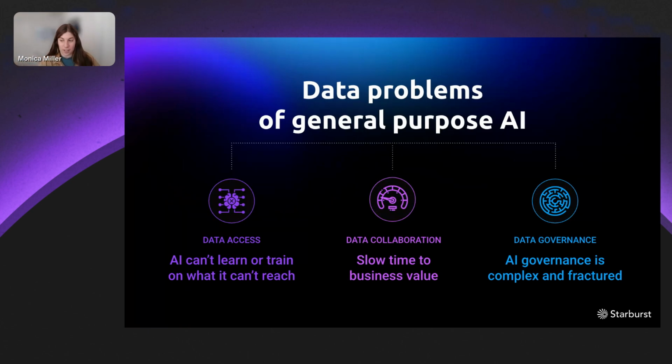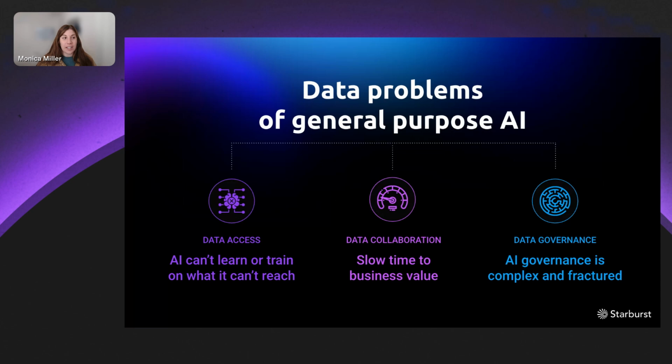As we've been talking to our customers, a lot of people who are using AI in general, we've heard these repetitive problems come up, specifically that data access portion, where AI cannot learn or train on what it can't reach. Then there's the data collaboration piece, where there are a lot of different projects and it takes an extensive amount of time to get a new tool in or to approve a project, whereas it would be nice to have something you already had ingrained into your account. And then there's the data governance piece, where AI governance models are complex, to say the least, and it's difficult to know who has access to what.